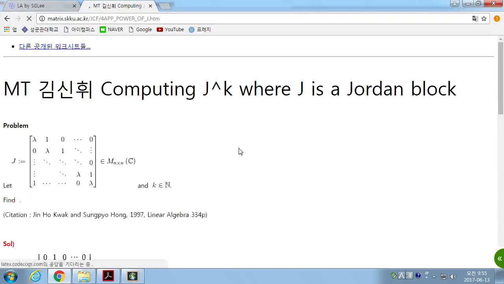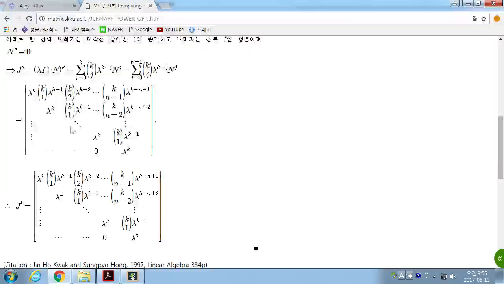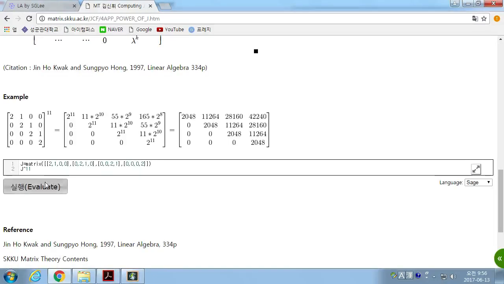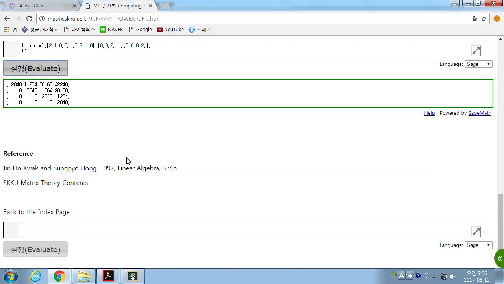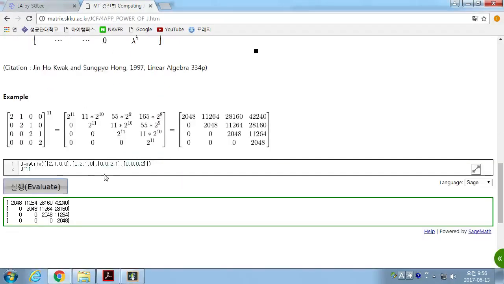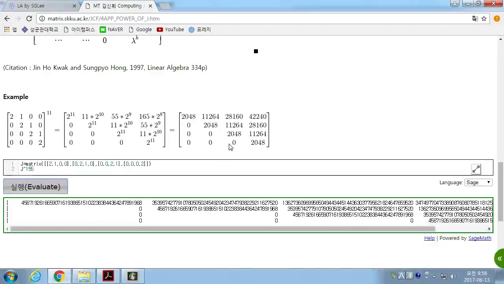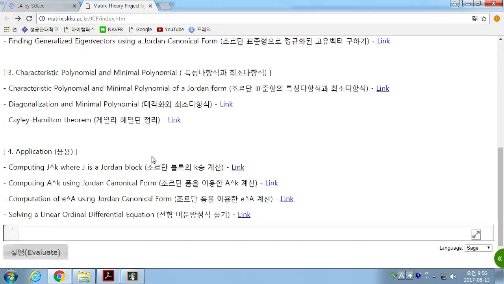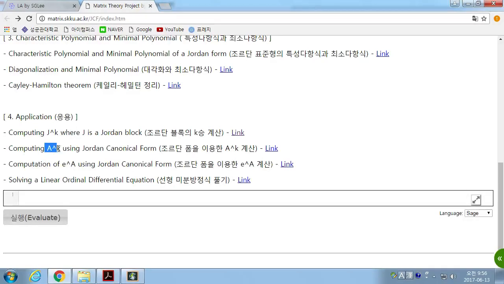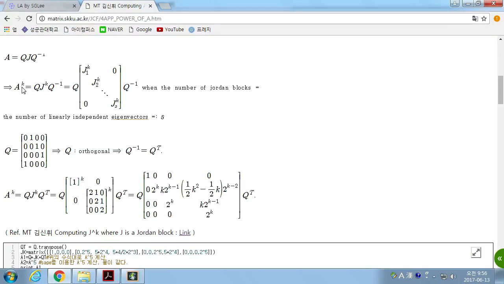The applications also include computing J's k-th power. For example, if we have a Jordan canonical form like this, with these blocks, then the power of the Jordan canonical form can be obtained in a much easier way. If we make a power of the Jordan canonical form like this, then we can have it without any difficulties. And also, with it, the k-th power of matrix A can be computed with the help of the Jordan canonical form, because A's k-th power is the same as this. So if we can find the k-th power of the Jordan canonical form of A, then finding A to the k-th power is much easier.